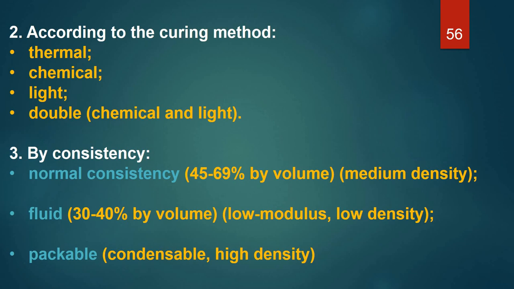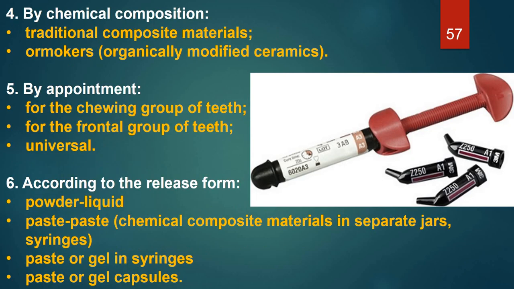According to the curing method: thermal, chemical, light, double, chemical and light. By consistency: normal consistency, fluid, packable. By chemical composition: traditional composite materials, ionomer, organically modified ceramics. By appointment: for the chewing group of teeth, for the frontal group of teeth, and universal.